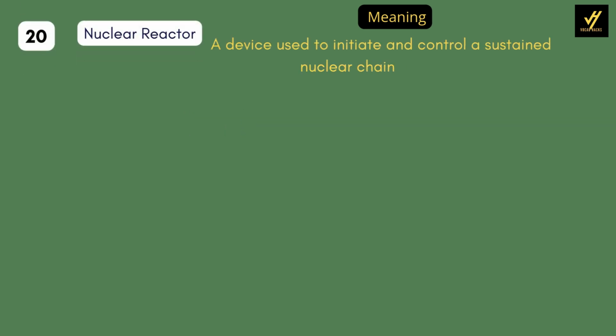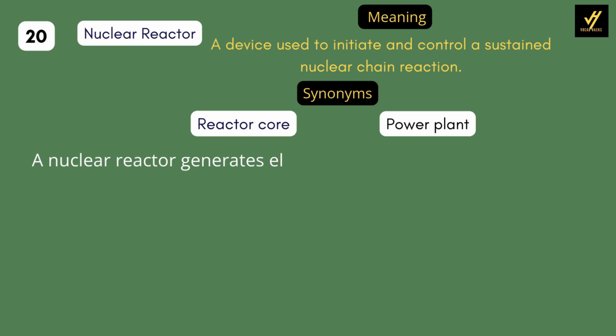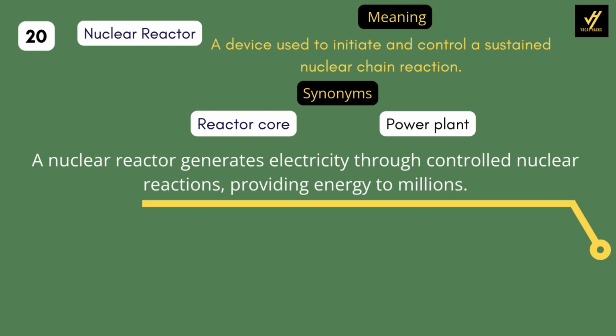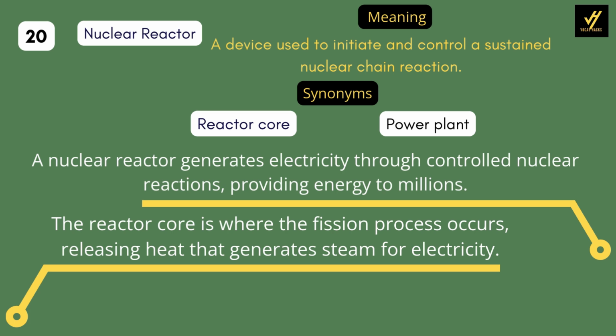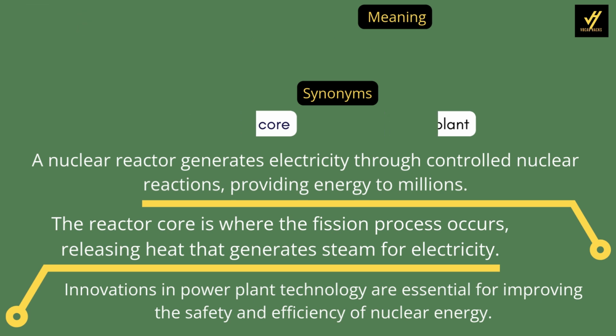Nuclear reactor, a device used to initiate and control a sustained nuclear chain reaction. Reactor core, power plant. A nuclear reactor generates electricity through controlled nuclear reactions, providing energy to millions. The reactor core is where the fission process occurs, releasing heat that generates steam for electricity. Innovations in power plant technology are essential for improving the safety and efficiency of nuclear energy.